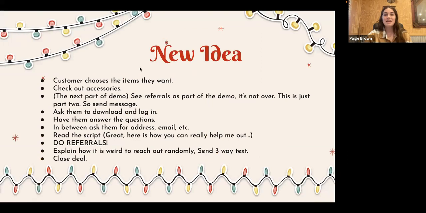So this is kind of my new idea of how I do it. Towards the end, they choose the items that they want. And then I'm like, okay, let's check out some accessories. And we go through them. I show them the gifts, the hunting knives, stuff like that. And so instead of seeing referrals as at the end of the demo, where the demo's over, now we do referrals, I see it as part of the demo. It is part two, not at the end.